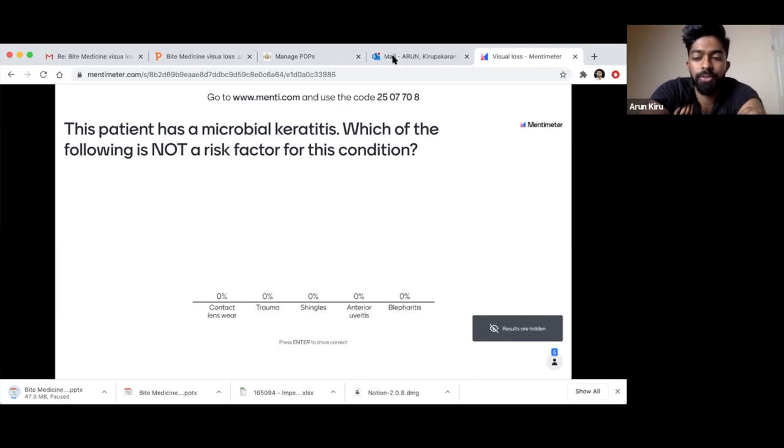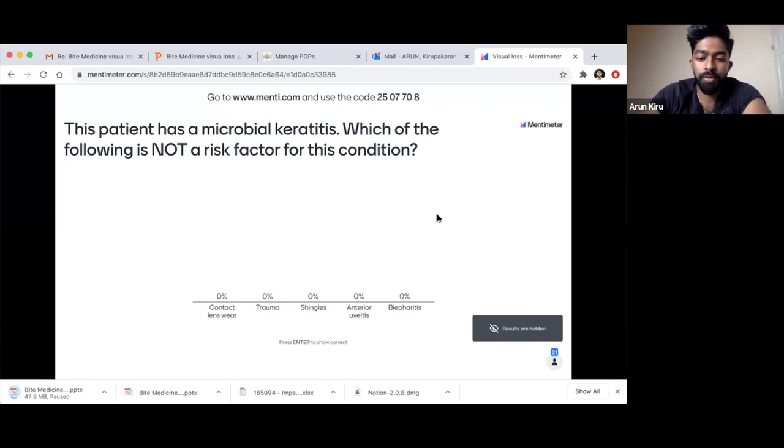So I'll give you about 20 more seconds. Try to put down an answer. Which of the following is not a risk factor for microbial keratitis? Don't necessarily think about this case, just think about the condition microbial keratitis. Okay, we'll give about 5 more seconds. Okay, so stop there.